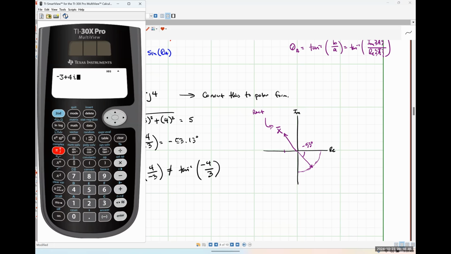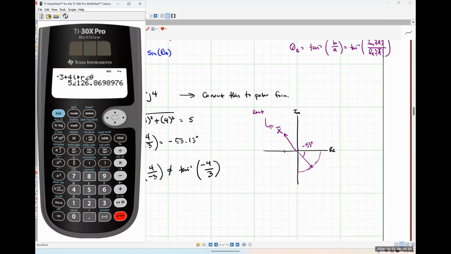Now I'm going to press second and then the pi button. And I'm simply going to scroll down until I hit this fourth option right here. So this is converting to a polar form. I'm going to hit enter. And now I'm going to hit enter again. And what I get is 5 with an angle of 126.87 degrees, which absolutely makes sense based on our plot of the rectangular form complex number.